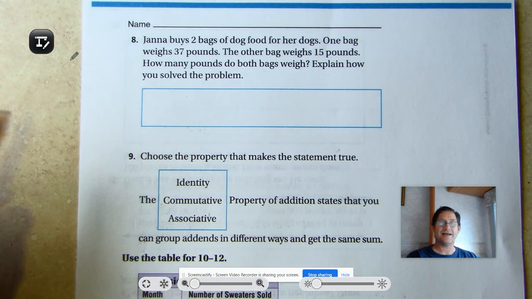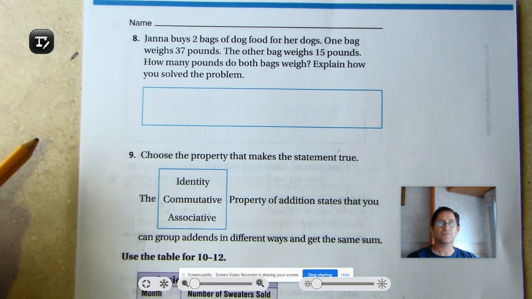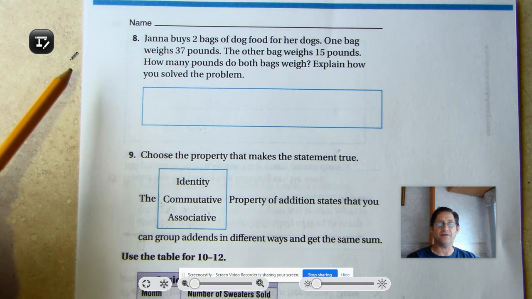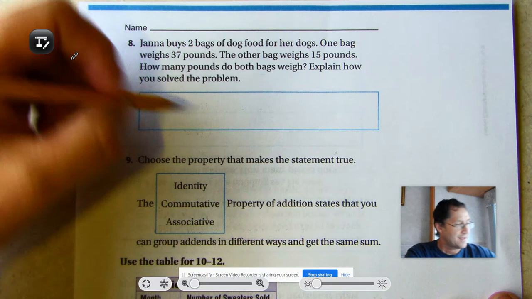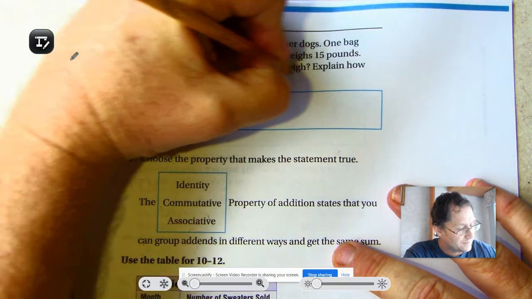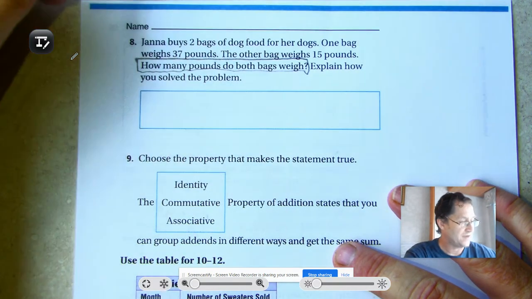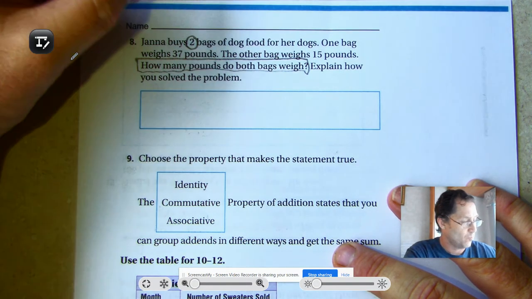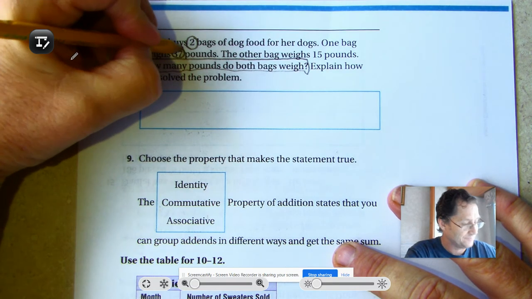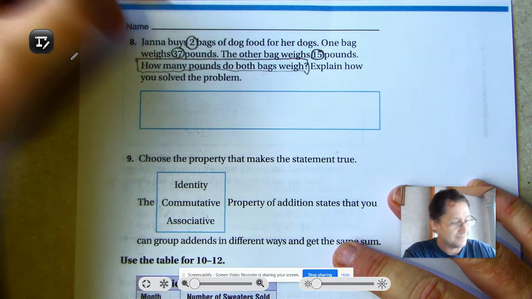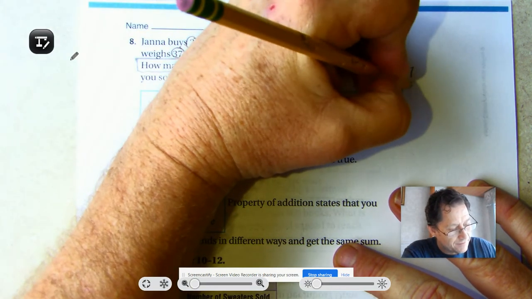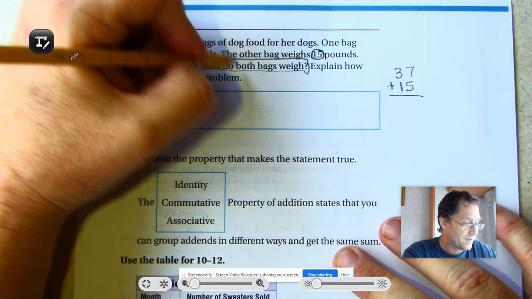Jana buys 2 bags of dog food for her dog. One bag weighs 37 pounds. The other bag weighs 15 pounds. How many pounds do both bags weigh? 2 bags. One bag is 37. The other bag is 15. So 37 plus 15. How much do both bags weigh?